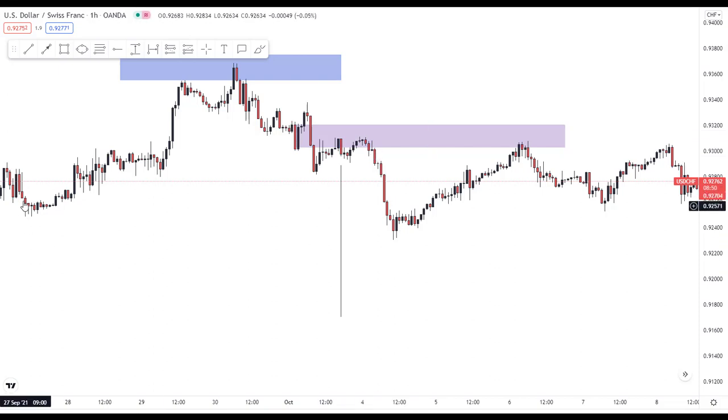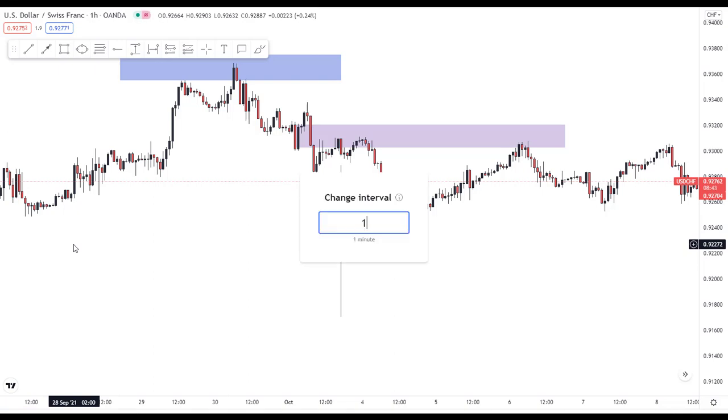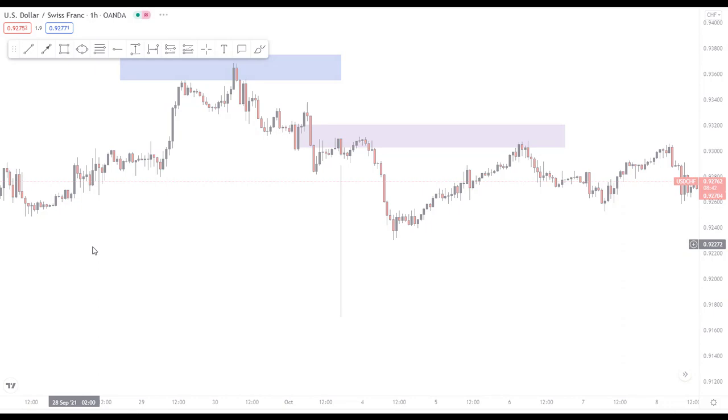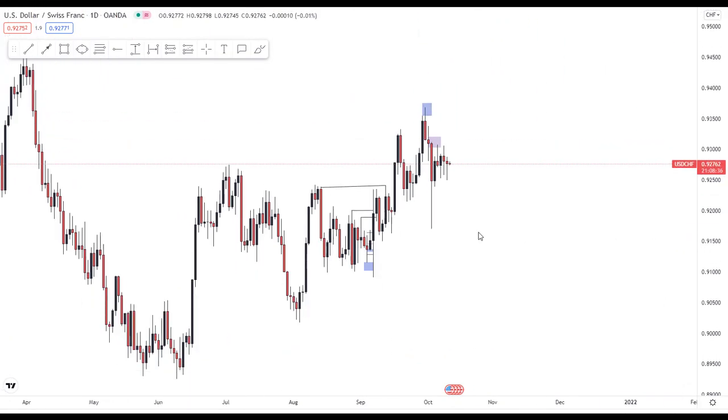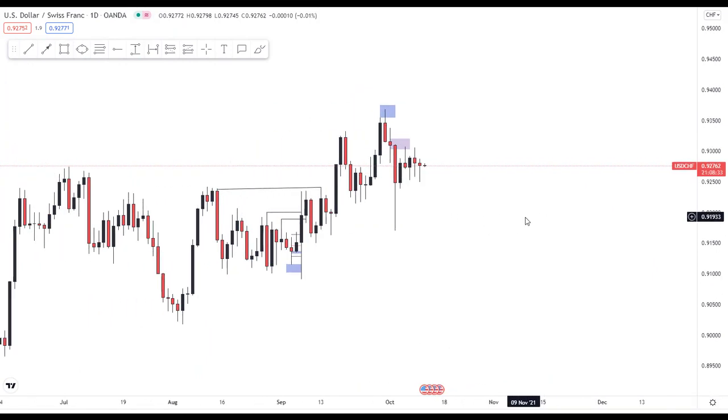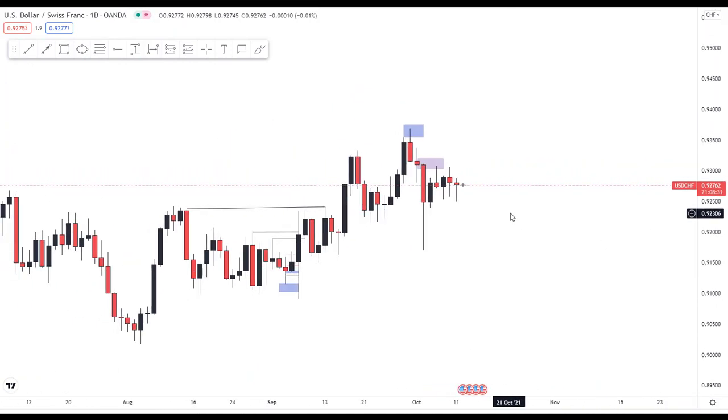Now, there's one thing I forgot to do. I forgot to mark T1 and T2. This is something you can always do, and I don't always have to do that, but for the sake of this lesson, I will do that. So if we were to look at this, this would have been T1, T2, T3. But as you can see, immediately after that, price took out every single thing.